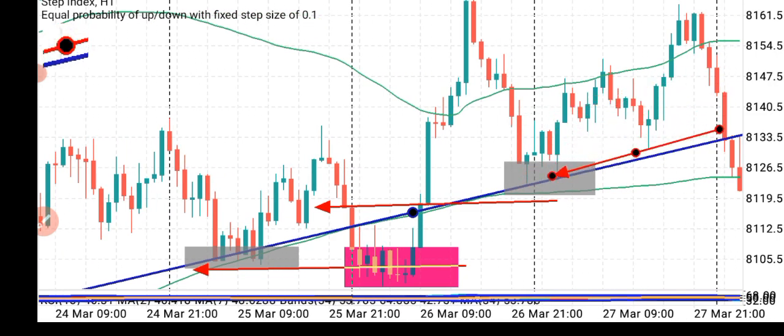And now here, look at what happened. It now continues as a reversal. Price comes, retests the trend line, gave us a pin bar candlestick pattern.